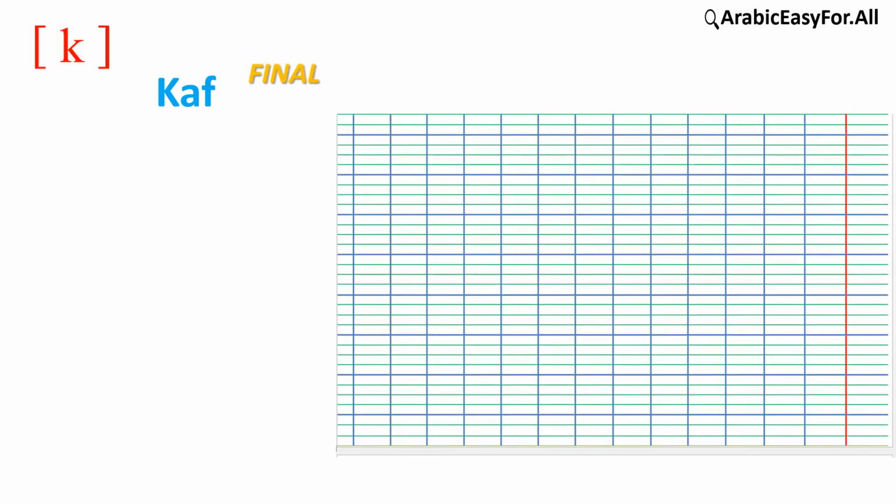In its final word position, kaf is written this way. Seen in the example dik, which means rooster, or in another final word position, like in the example shawk, which means thorns.